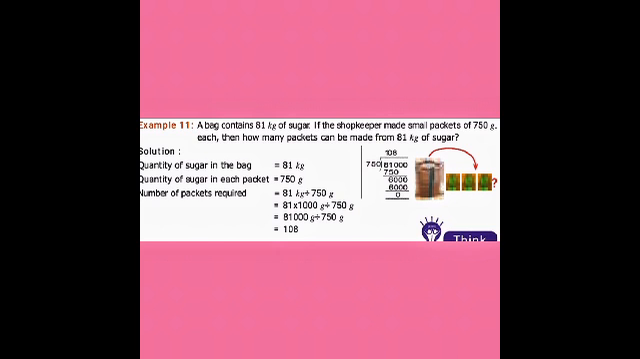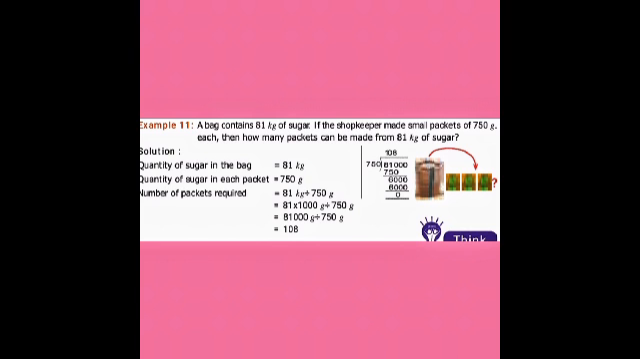Solution: quantity of sugar in a bag is 81 kg, which we will convert into 81,000 gram. How much quantity of sugar in each packet? That is 750 gram. So we want to find the number of packets. So quantity of sugar in the bag divided by quantity of sugar in each packet. So 81,000 divided by 750, which is equal to 108. The division is done on the side.